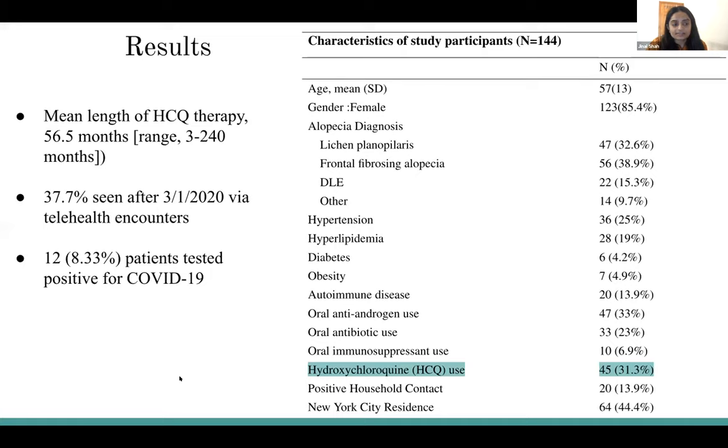And I just want to highlight that 37.7% of the patients were seen after March 1st via telehealth. And we had a total of 12 of our patients that tested positive for COVID-19. So that's 8.33%.